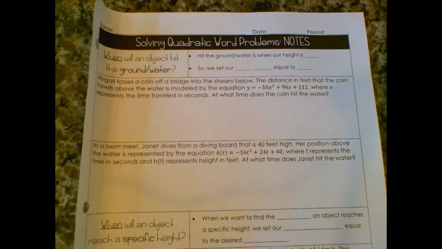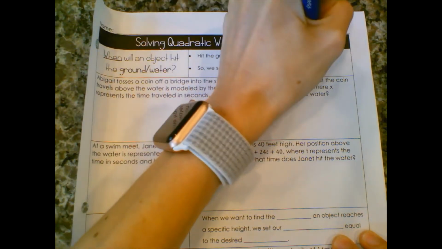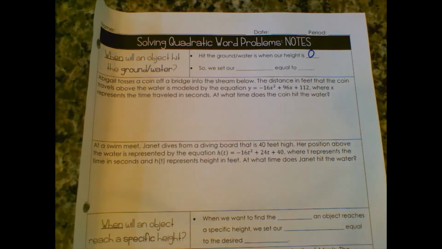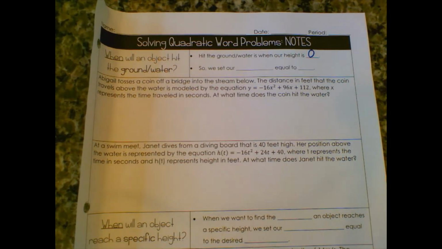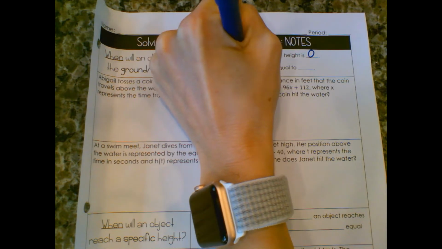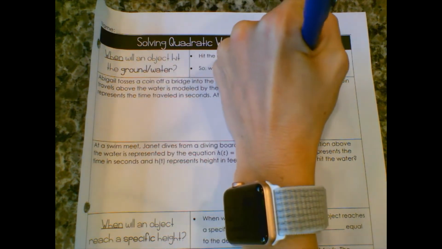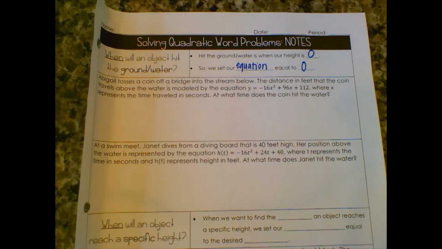Okay, so I'm going to break these notes into two different videos. The ones I'm going to start with is when an object will hit the ground or water. So at the top, hit the ground or water is when our height is equal to 0. Then the next part, it says, so we set our, you should fill in the blank there with equation equal to 0 as well.